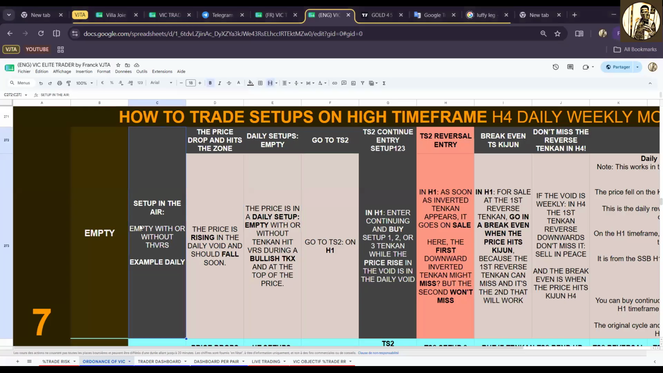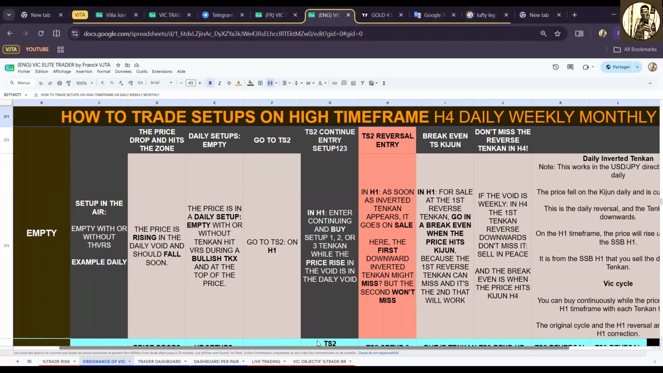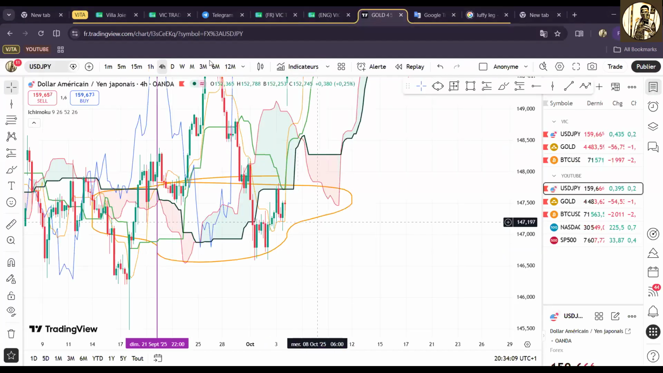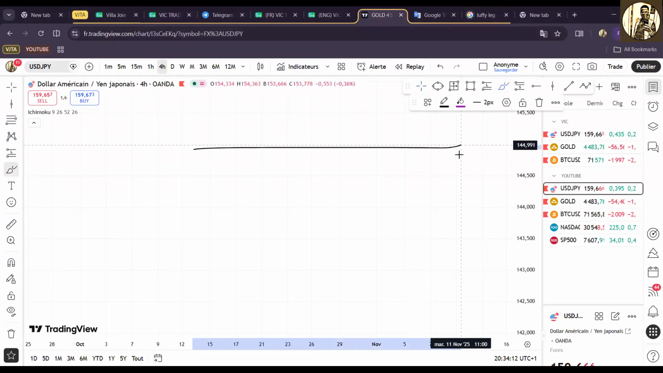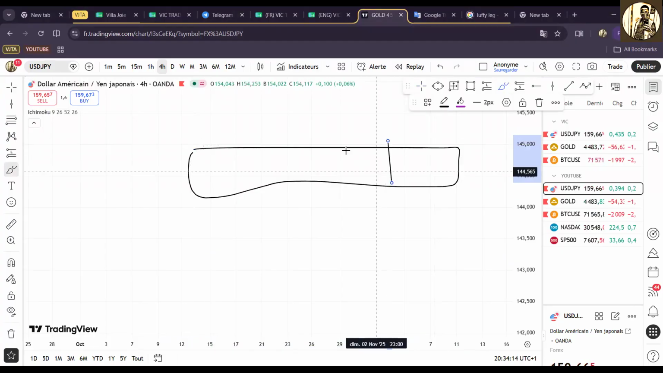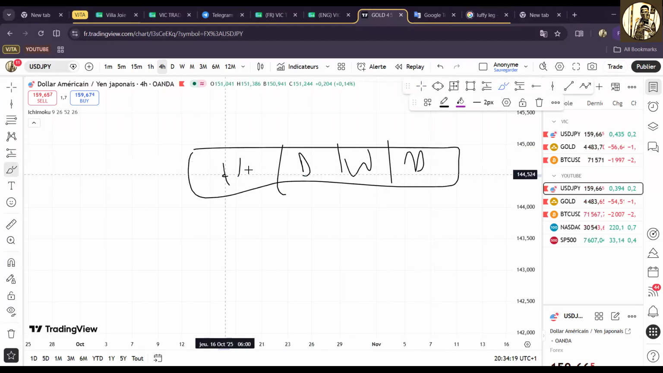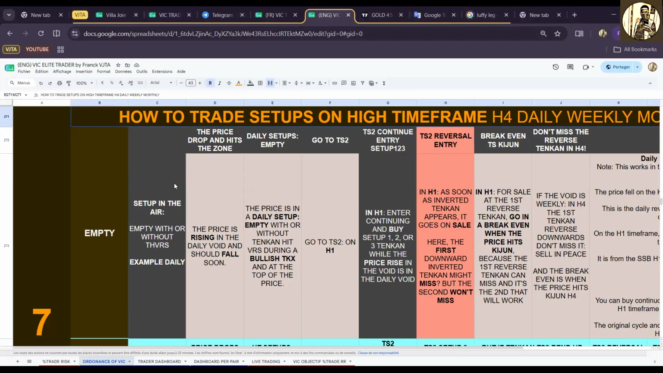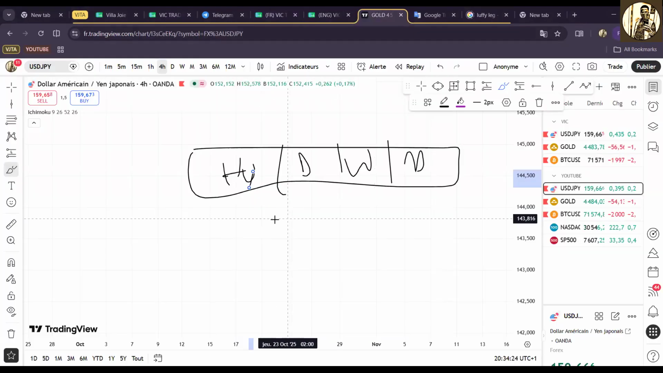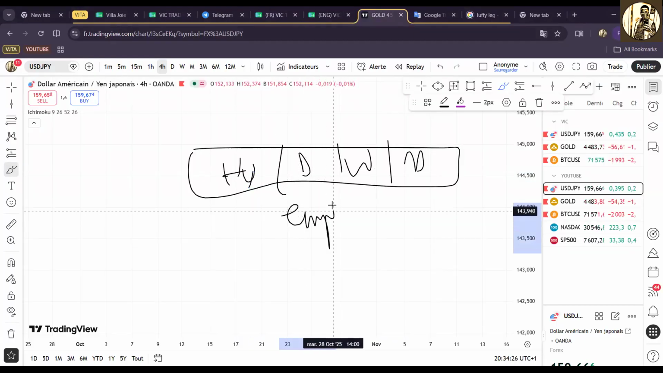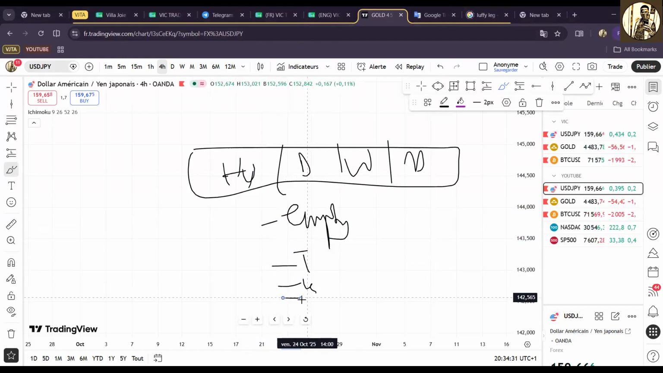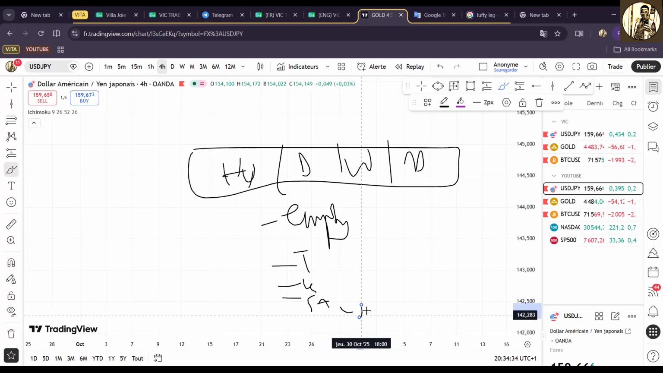Now, let us see how to trade setups on high time frames: H4, daily, weekly, and monthly. The best time frames where you need to find your setups are monthly, weekly, daily, and H4. So we will be finding setups there. So we have the empty setup, when the candles are in the empty space, the Tenkan setup, the Kijun setup, the SSA setup, and the SSB setup, right? Those are the setups that we have.